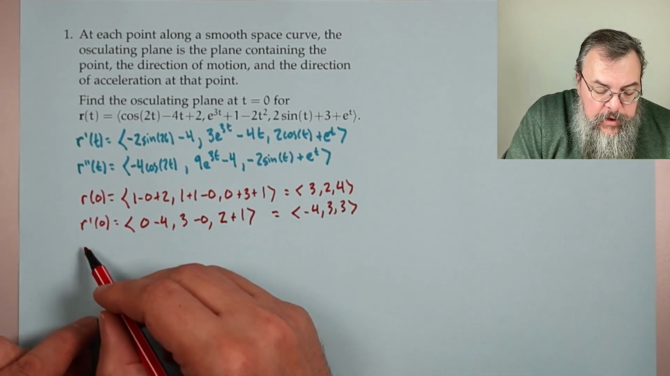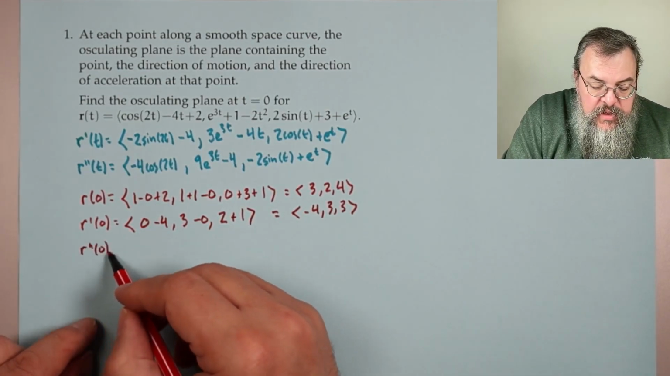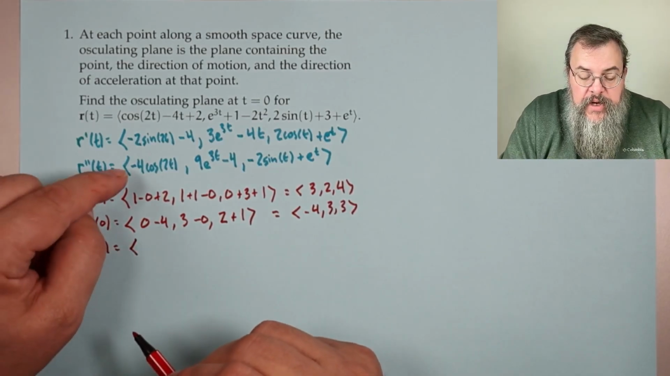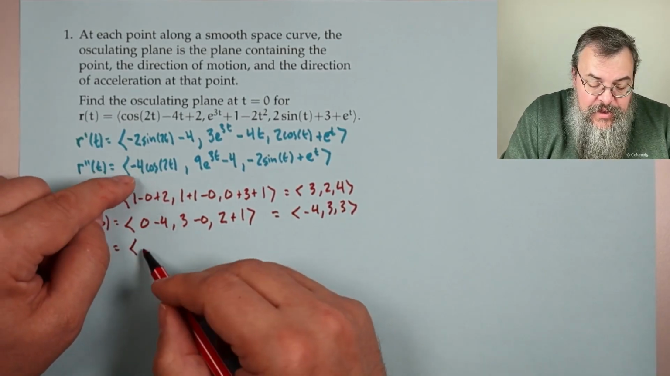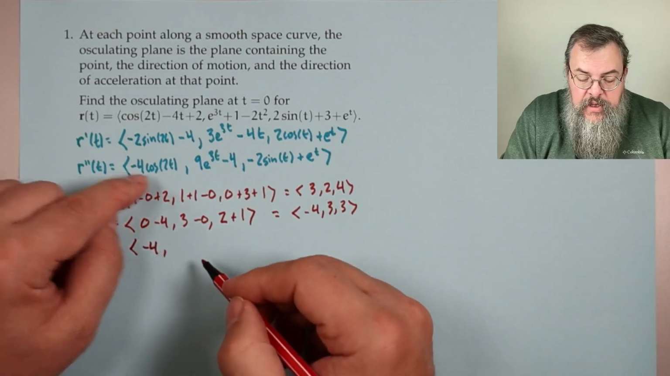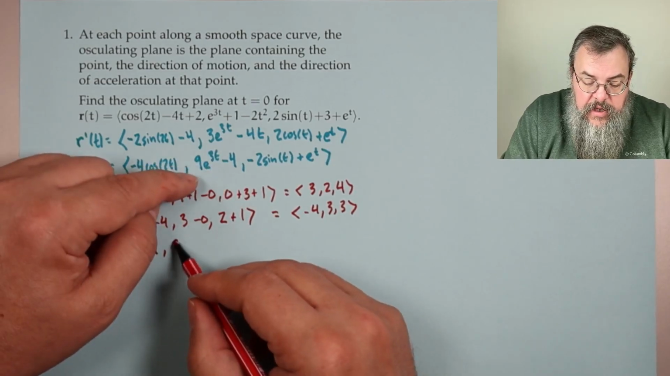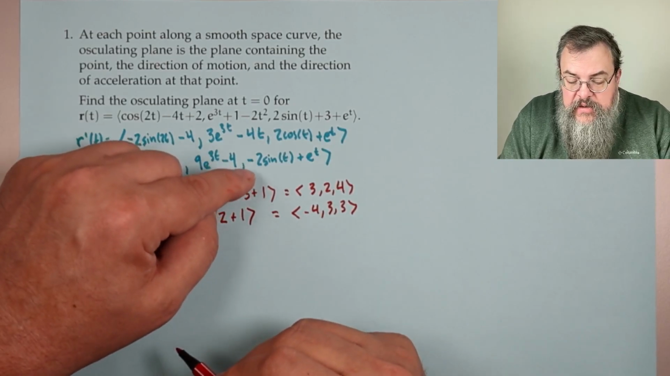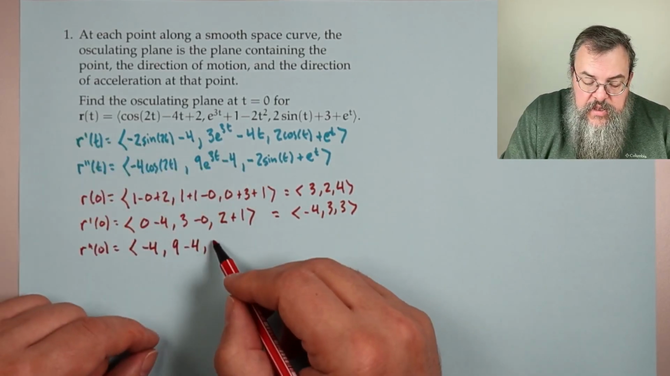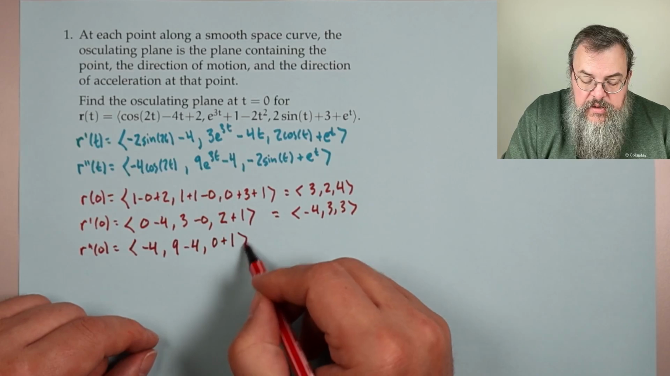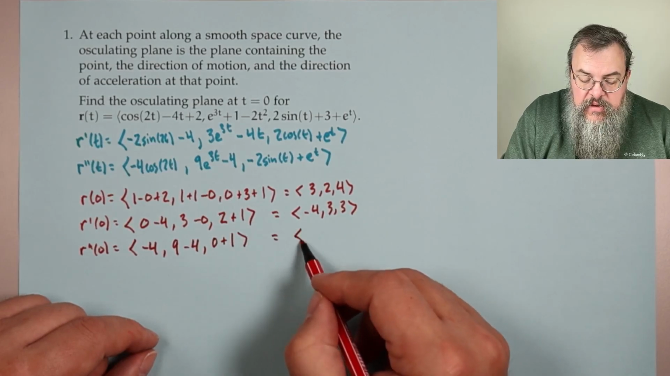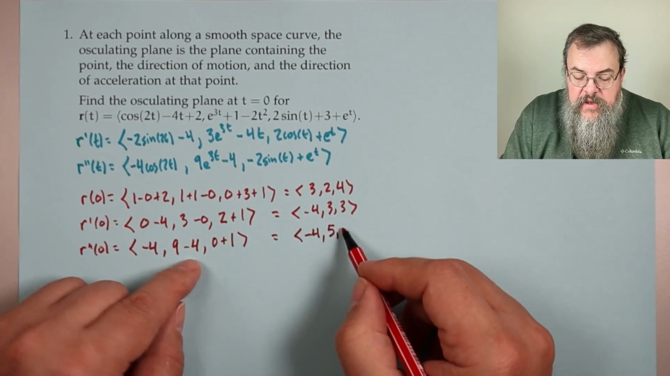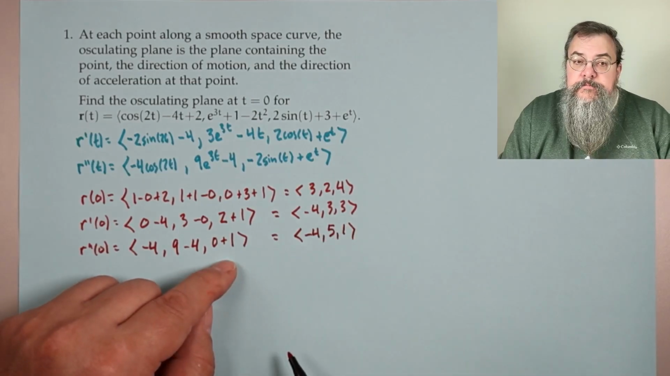Okay, and r double prime of 0. All right, well, what will that be? Well, we have minus 4 times cosine of 0, which is minus 4. 9e to 0, which is 9. Subtract 4. And sine of 0 is 0, so that's 0. And plus e to 0 is 1. Okay, so that gives us minus 4. 9 minus 4 is 5. And 0 plus 1 is 1.